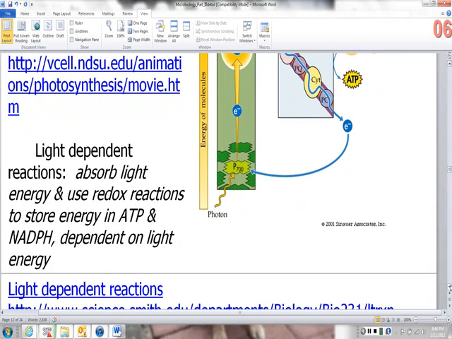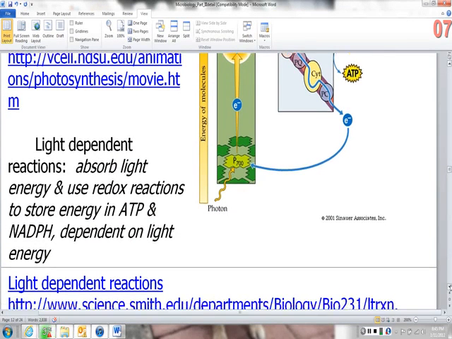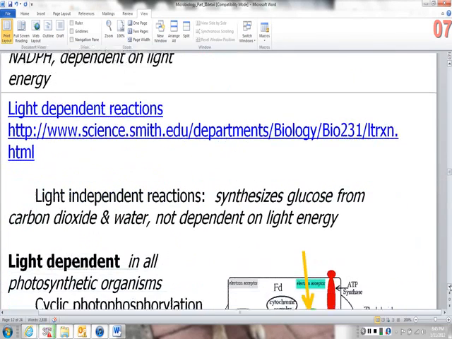In photosynthesis, we have light-dependent and light-independent reactions. The light-dependent reactions involve absorbing energy from light and then using redox reactions to store the energy in ATP and NADPH, making them dependent on light. The light-independent reactions synthesize glucose from carbon dioxide and water. They are not dependent on light because they use ATP and NADPH to fuel the process, which was originally obtained from the light-dependent reactions.